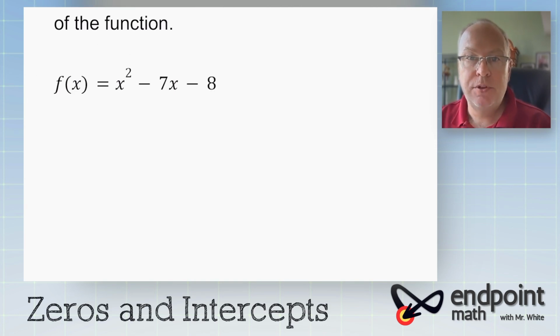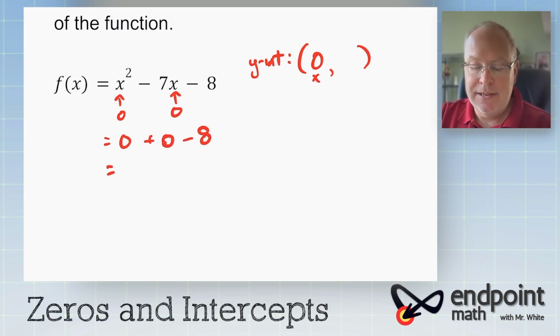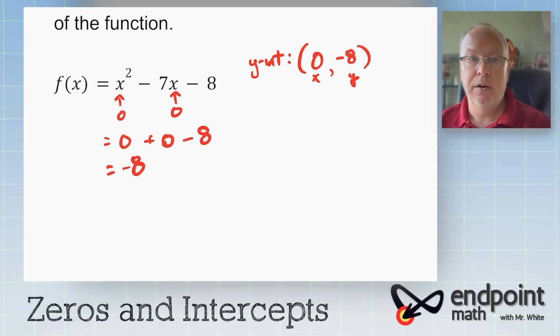First of all, let's do the easy one. The y-intercept is always where x equals 0. So what do we do? We plug in 0 for x, and we get 0 plus 0 minus 8. That's negative 8. Well, that wasn't hard. There was really no algebra there. It was merely just a little bit of plugging and chugging, right? So the y-intercept is at y equals negative 8.